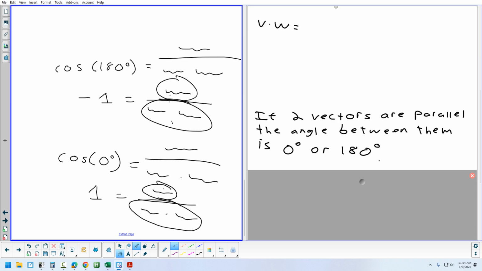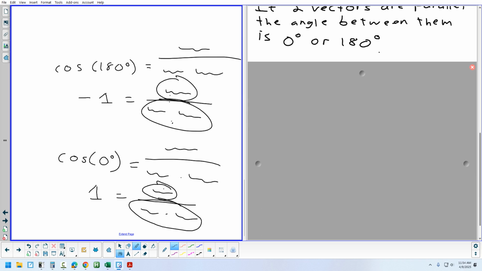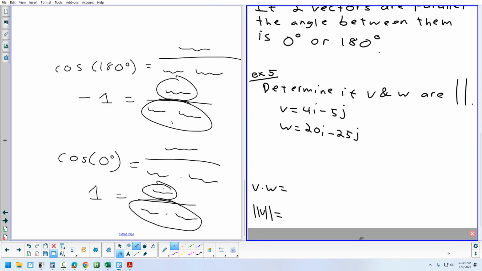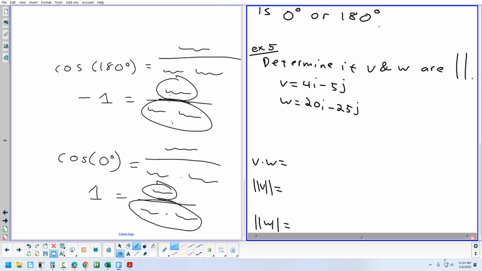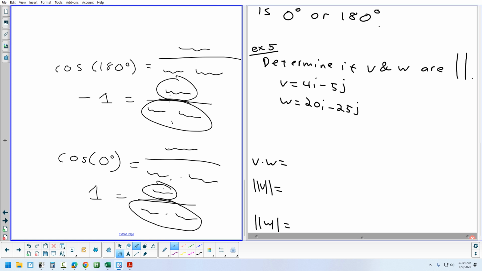So let's see if we can figure out, for the last question, if these two vectors are parallel. I mean, I guess there's a little bit of a shortcut. You don't have to do the inverse cosine. If the top and the bottom come out the same, then you're done. But you still have to find the top and you still have to find the bottom. What goes in the top? In general, the dot product. How are we going to get the dot product here?